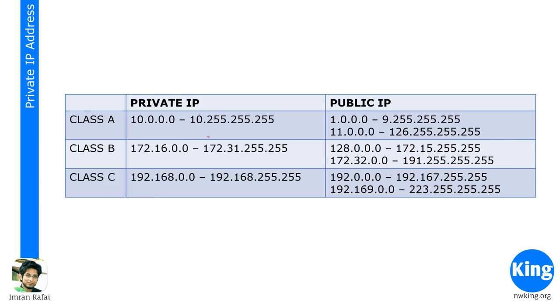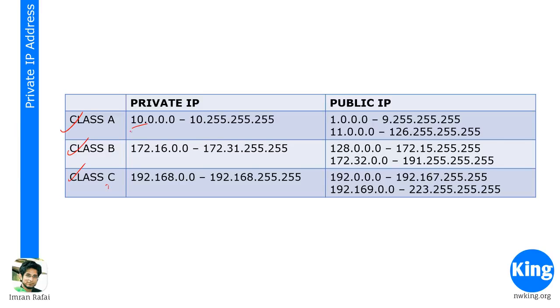Private IP. Right, so we know there are three classes of IP addresses: class A, class B, and class C. And private IP in class A had this range of 10.0.0.0 to 10.255.255.255, right? So this whole 10 range, anything that starts with 10, is in the private range. And the public range for class A is 1.0.0.0 till 9, and then 11 to 126, right?